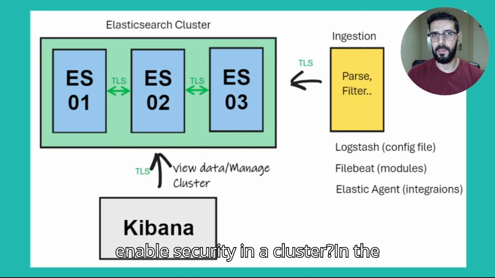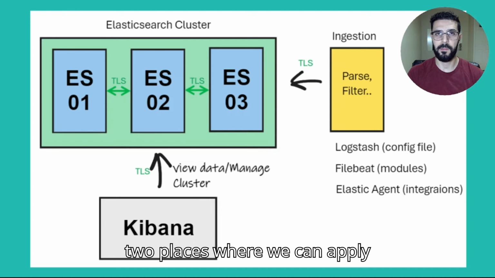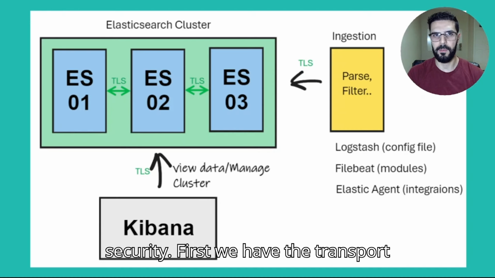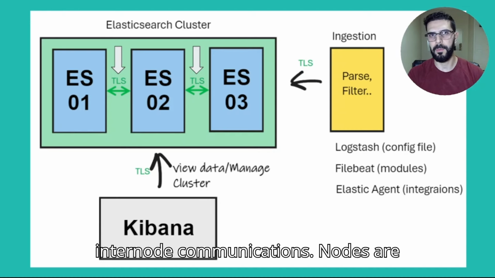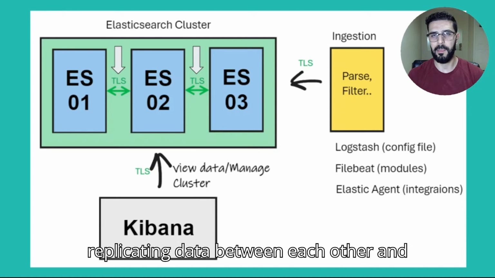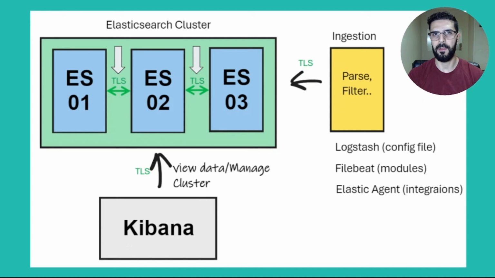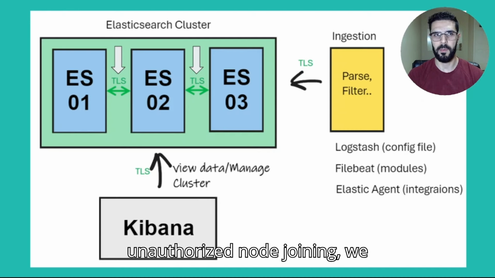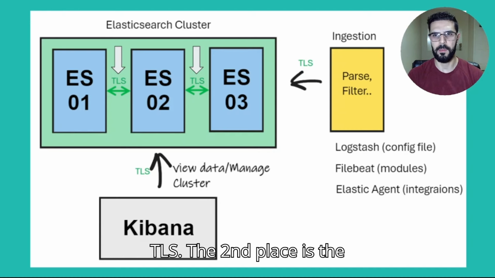Now, where do we enable security in a cluster? In the Elastic Stack, they define 2 places where we can apply security. First, we have the transport layer or interface, which secures the inter-node communications. Nodes are replicating data between each other, and to protect the cluster from an unauthorized node joining, we can secure this transport layer with TLS.